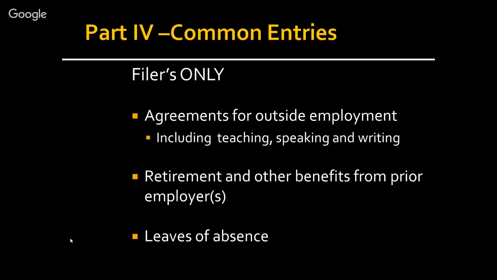Okay, so Patrick, sure. Part 4. So Part 4 is where we see agreements and arrangements. These may be retirement or other benefits that are residual from employment before someone joined the federal government. It may be arrangements or agreements for employment in the future, and it may also include leaves of absence or similar arrangements with a previous employer.